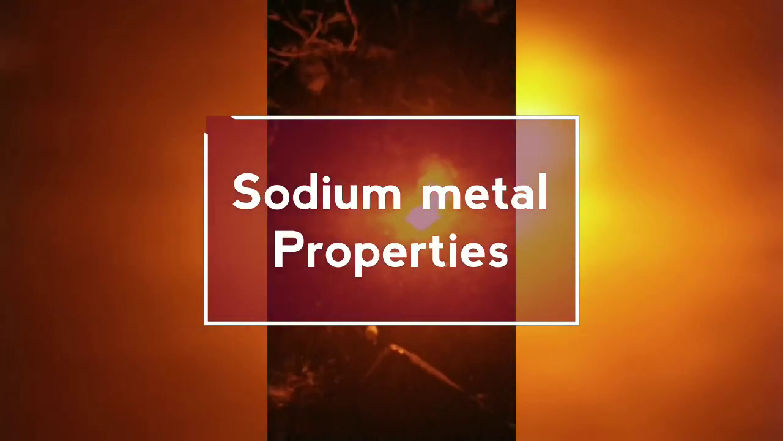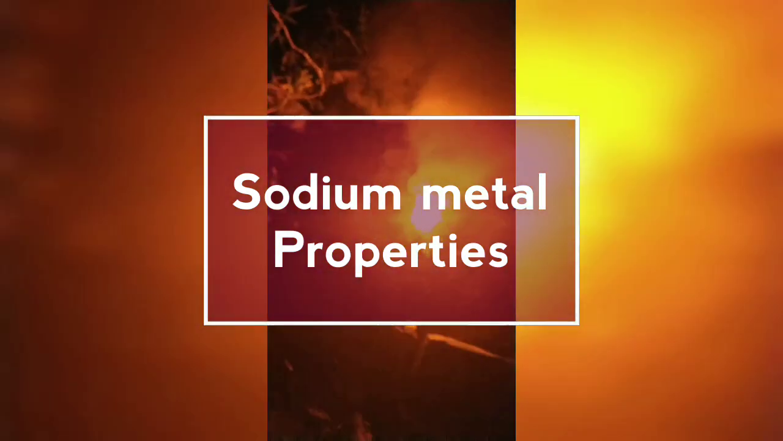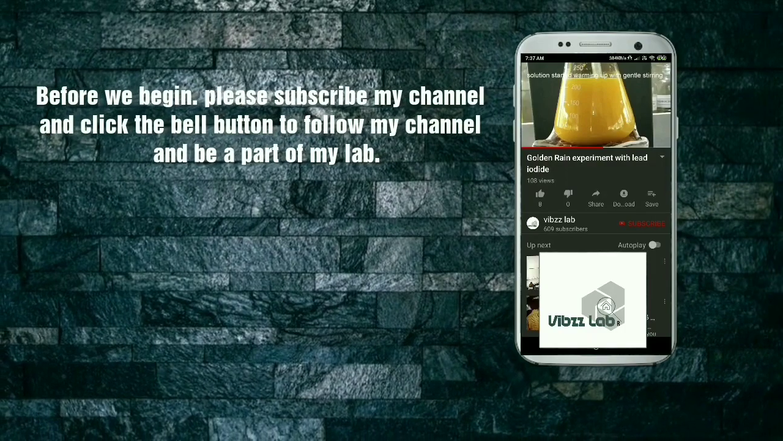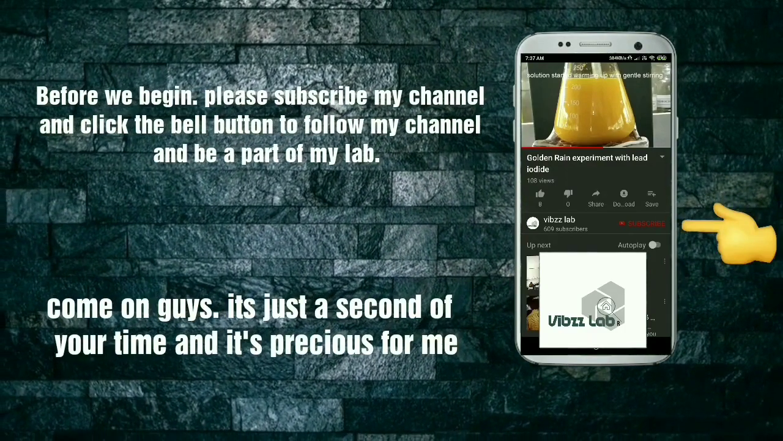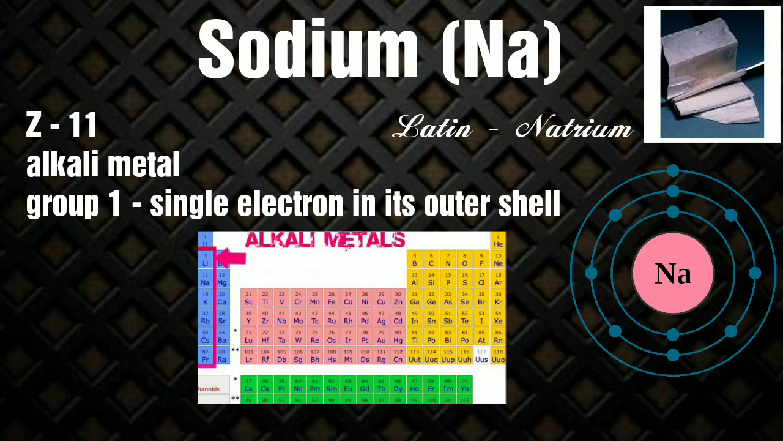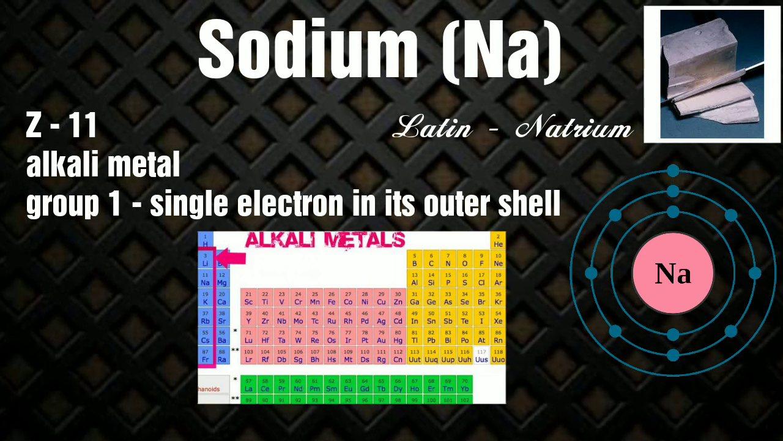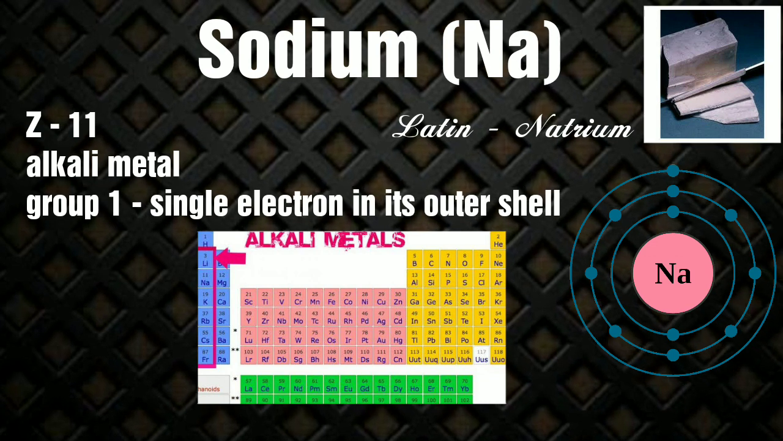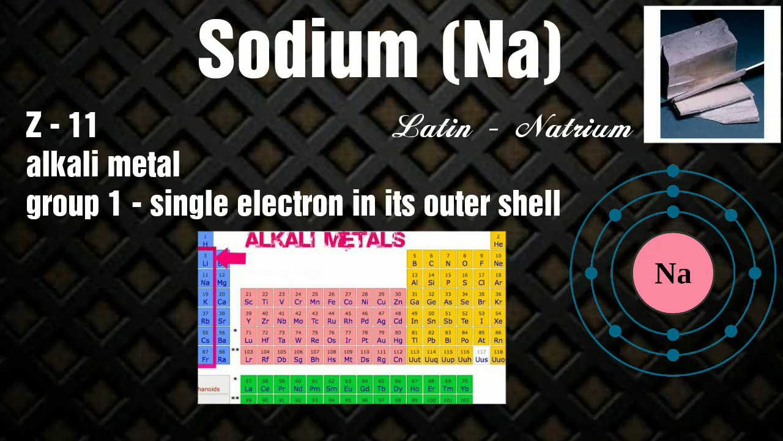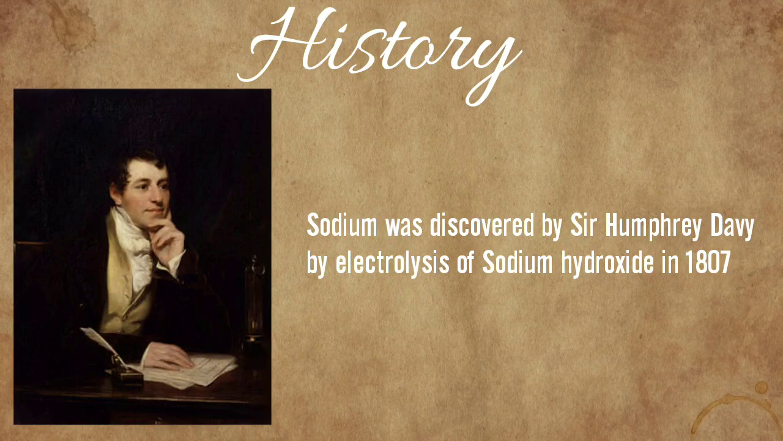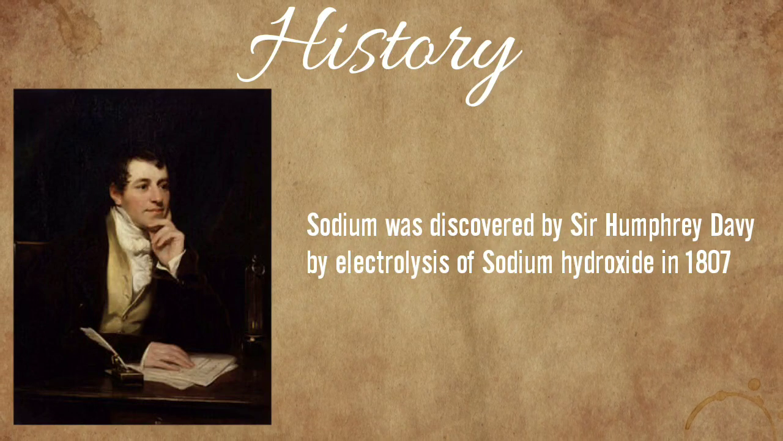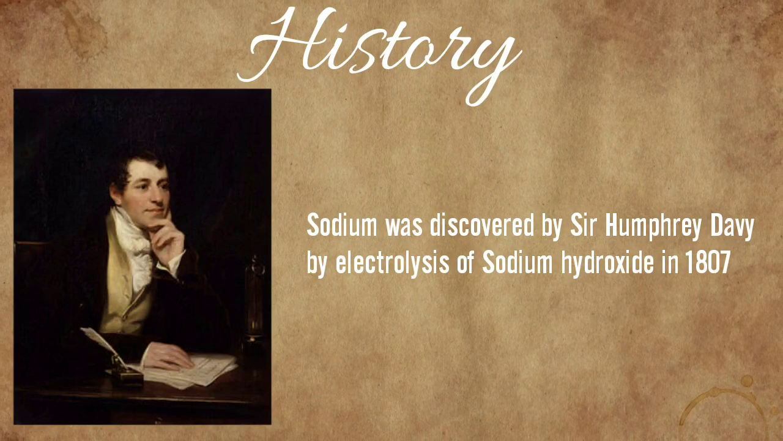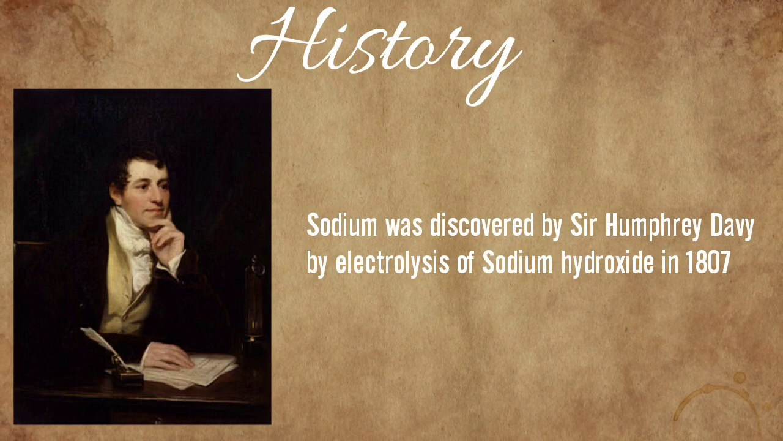Hello everyone. Today we will be learning about the properties of sodium metal. Sodium is an element of the alkali metal group, that is group 1 of the periodic table, because they have a single electron in its outermost shell. A little bit about the history. Sodium was discovered in 1807 by Sir Humphry Davy by the electrolysis of sodium hydroxide.